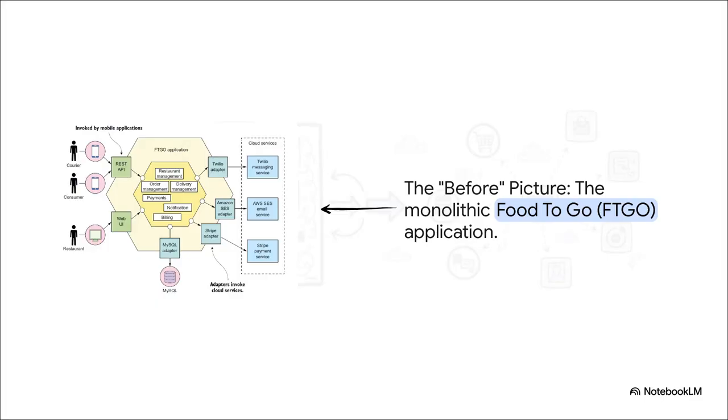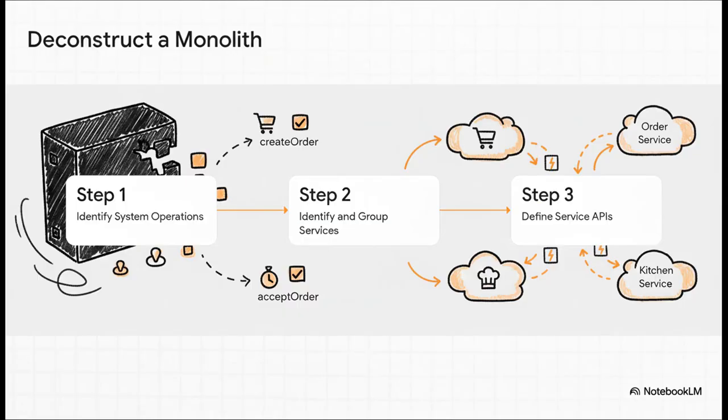To really get this, let's look at our example, the food delivery app, FTGO. In its original, monolithic form, it's a mess. Everything is tangled up together in this one big hexagon. Order management, payments, notifications, delivery tracking, it's all one giant pile of code. If you want to update the payment system, you have to redeploy the entire application. It's slow, and it's incredibly risky. So how do you untangle something like that?